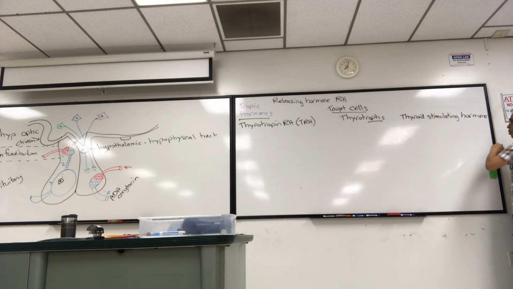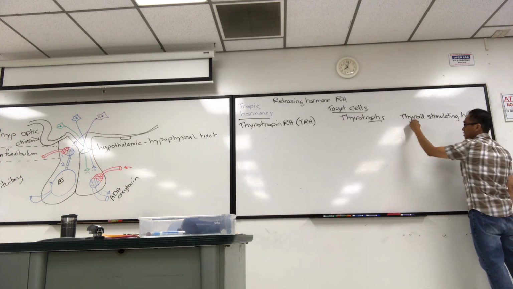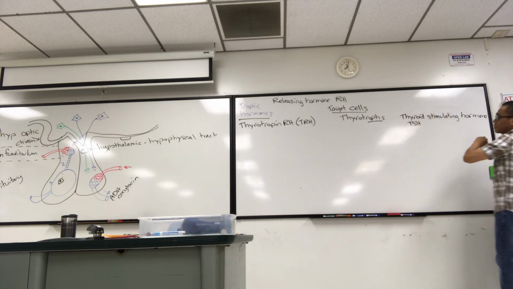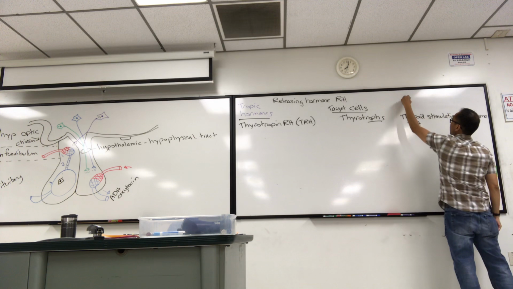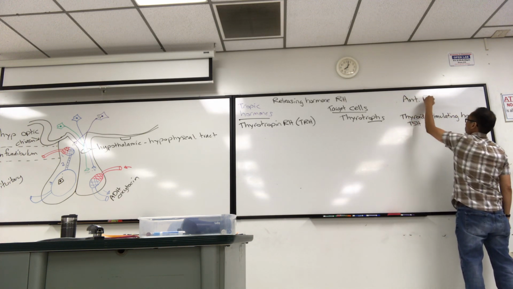I need a longer whiteboard. Anyways, that's abbreviated TSH for short. So these hormones are being released directly from cells in the anterior pituitary. Others call these ant-pit hormones.